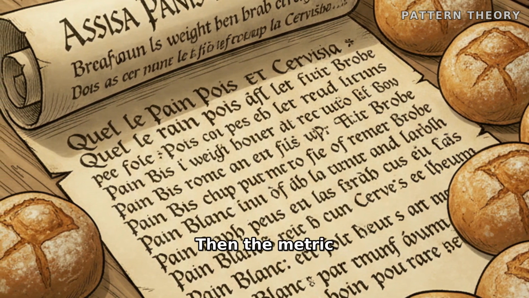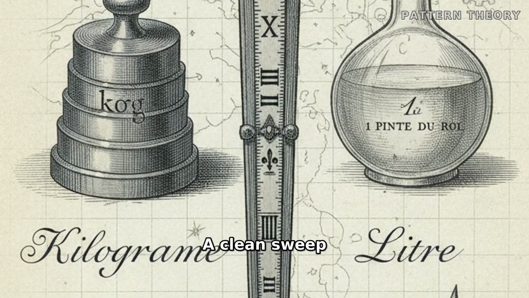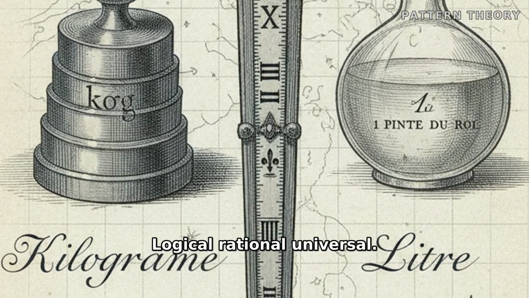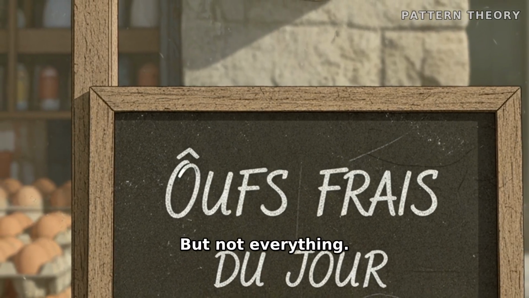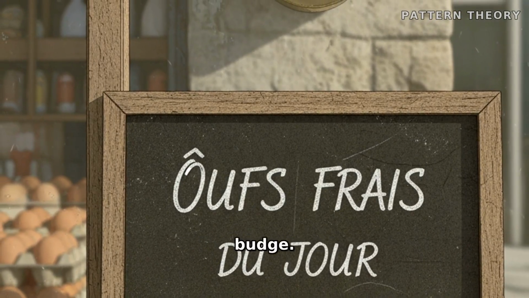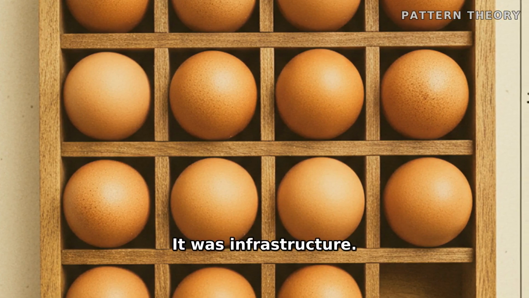Then the metric system arrived. France, 1795. A clean sweep, everything in tens. Logical, rational, universal. And it did replace a lot, but not everything. The clock didn't budge. The calendar didn't budge. Eggs are still sold in 12s in countries that have used metric for 2 centuries. Because the dozen wasn't just a number, it was infrastructure.